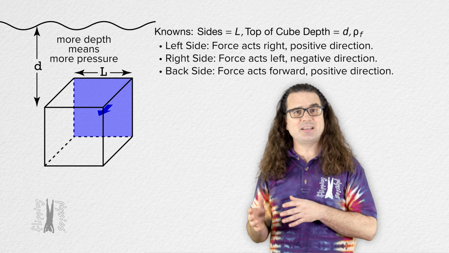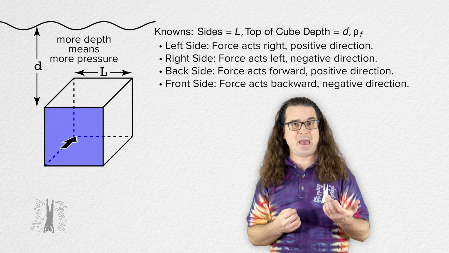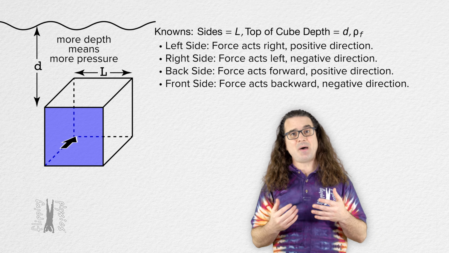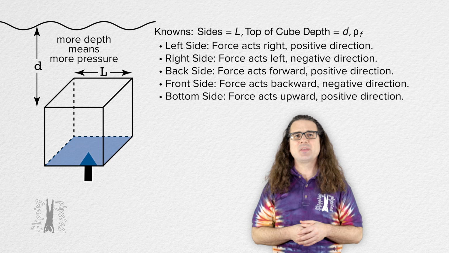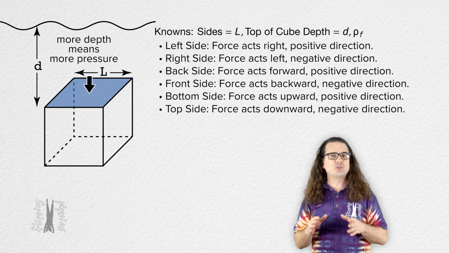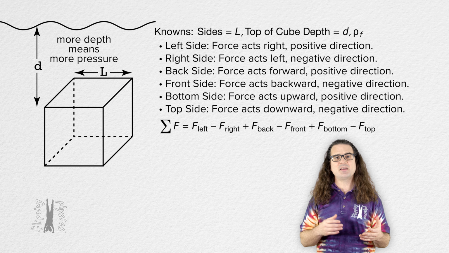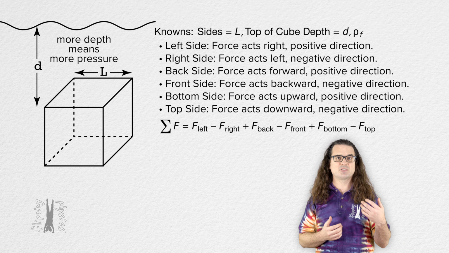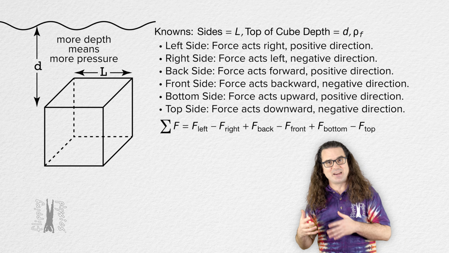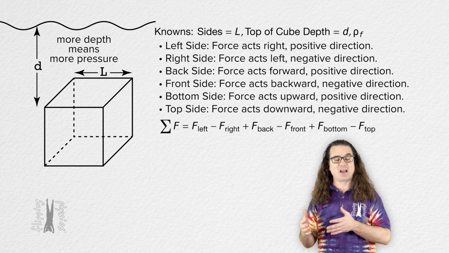The force on the back side is toward the front and positive. The force on the front side is toward the back and negative. The force on the bottom side is upward and positive, and the force on the top side is downward and negative. That means the total force on the cube, or the net force, equals the force on the left side minus the force on the right side plus the force on the back side minus the force on the front side plus the force on the bottom side minus the force on the top side.